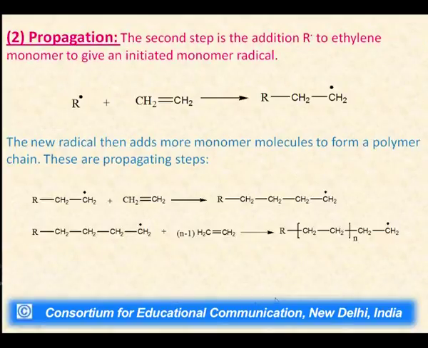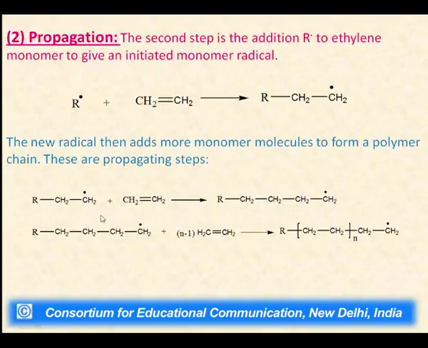The second step is the propagation of the reaction, which involves the addition of this R free radical, generated from the first step, to the ethylene monomer to give an initiated monomer radical. So in the propagation step, this free radical will attack one mole of ethylene to give the initiated monomer radical. Now it will propagate the chain. The new radical then adds to more monomer molecules to form a polymer chain. These are the propagating steps.